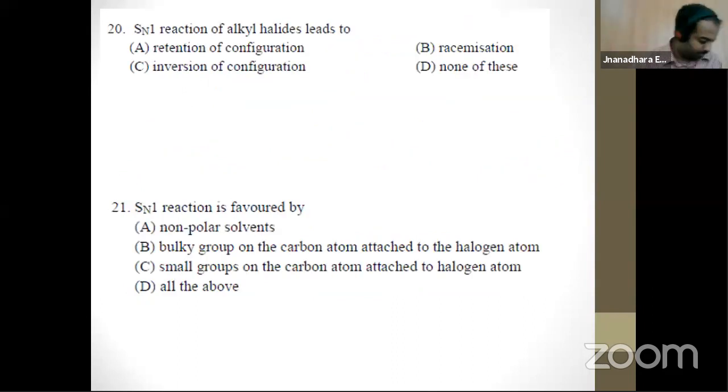Question number 20. SN1 reaction of alkyl halides leads to... easy, I don't have to elaborate on this. It's racemization. That's the stereochemical consequence of SN1. Good.